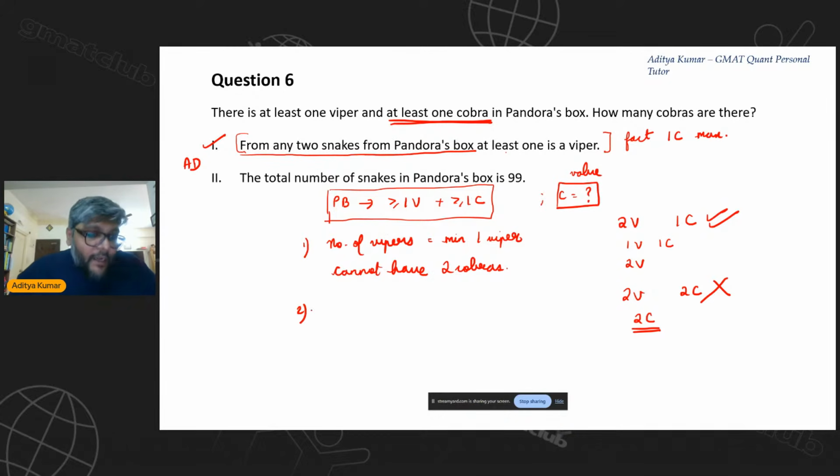The second is a quick kill, right? The total number of snakes in Pandora's box is 99. I mean, if the total number of snakes is 99, how many of them would be cobras? I can have one cobra, I can have 97 cobras also, right? So clearly not going to be enough. Alpha.